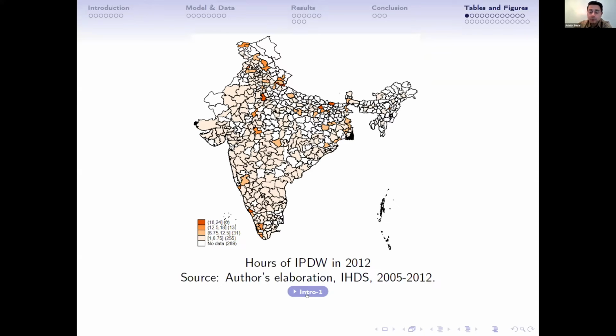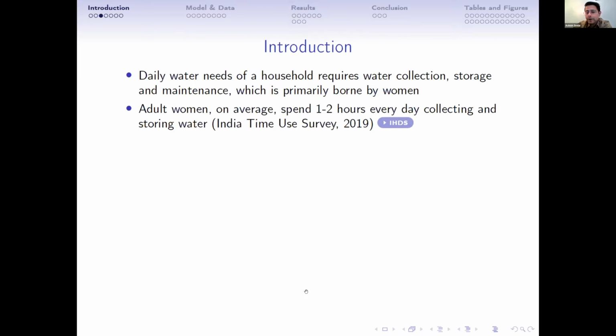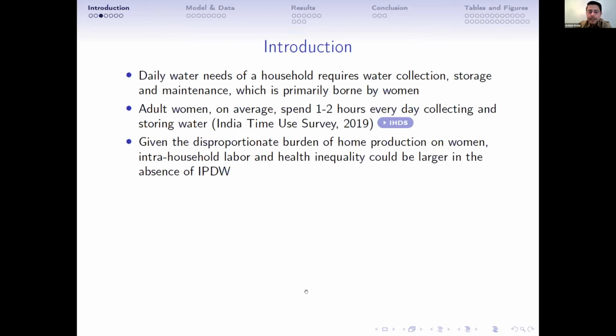Why is this important from a gendered or developmental perspective? Because the daily water needs of households require water collection, storage, and maintenance. These responsibilities are primarily borne by women, and adult women in India spend around 1 to 2 hours every day collecting water. For those who are collecting water in rural areas, they spend around 1 to 2 hours every day. Given this disproportionate burden of water collection on women, I argue that intra-household labor and health inequality could be larger in the absence of piped water for households.